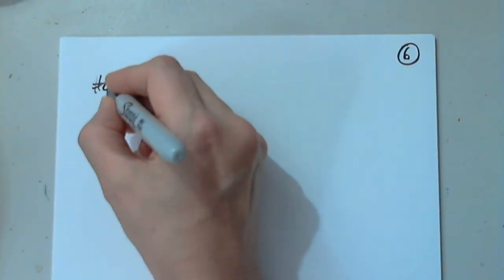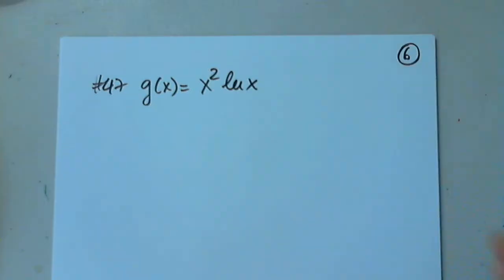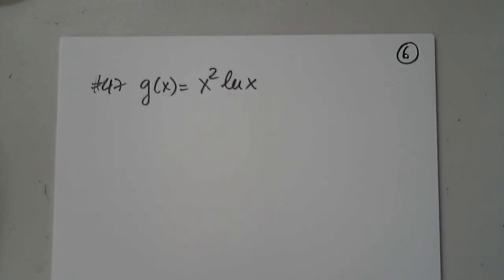It's interesting. So g of x, what is it? 47? g of x, x squared natural log x. Is that okay with everyone? You want to choose another? I'll wait. Is that okay? Yeah. Perfect. The same question, same thing. I'm asked to find critical numbers. Where is my starting point?